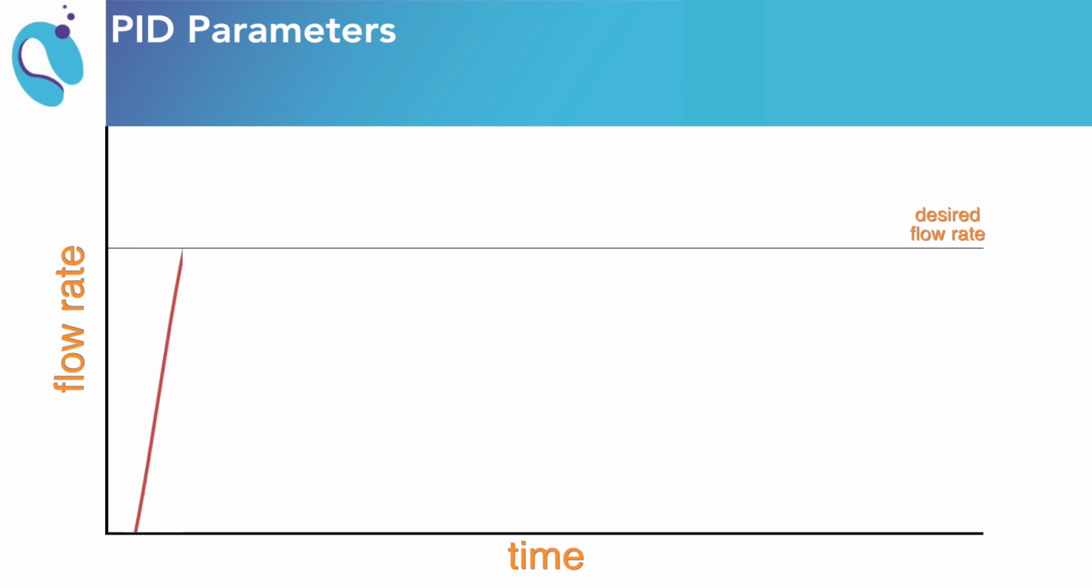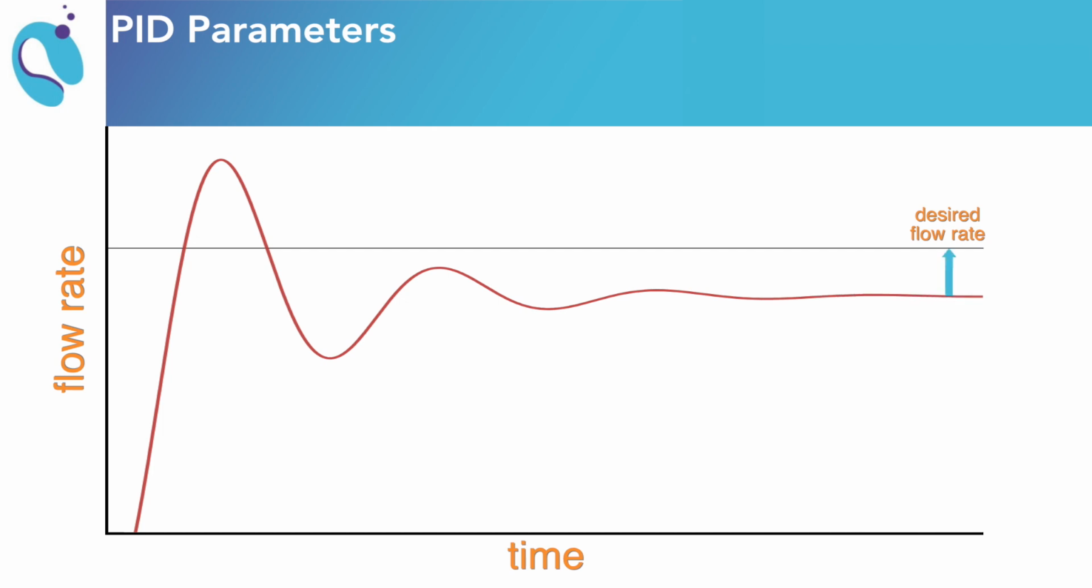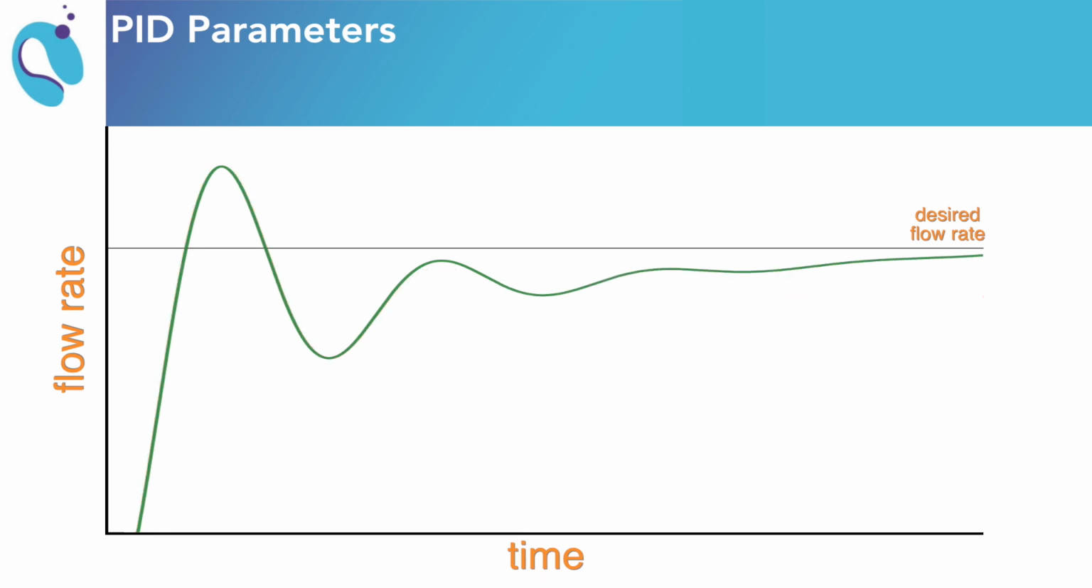The derivative parameter looks ahead to make sure the proportional parameter doesn't overshoot too much. As this process continues, it can reach a steady state at some distance from the desired flow rate. The integral parameter looks to reduce the steady state error to zero. Once these processes have completed, the desired flow rate is achieved.